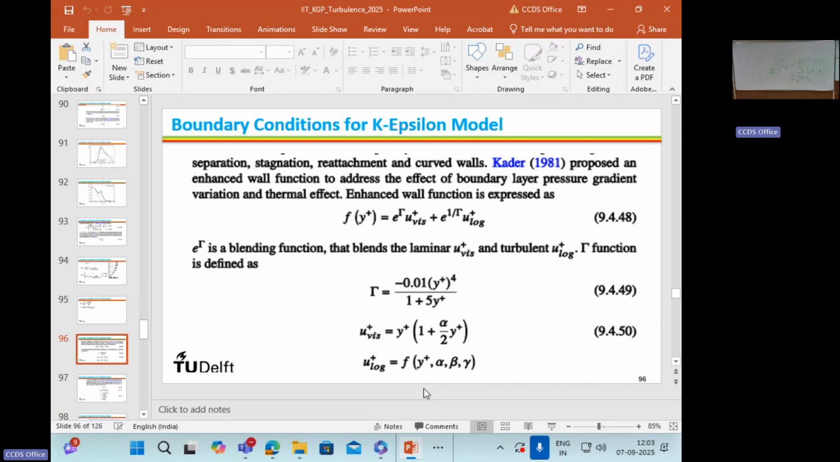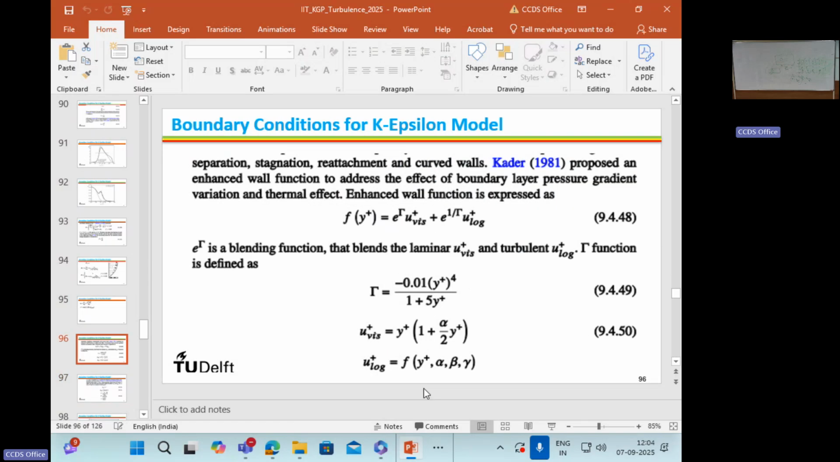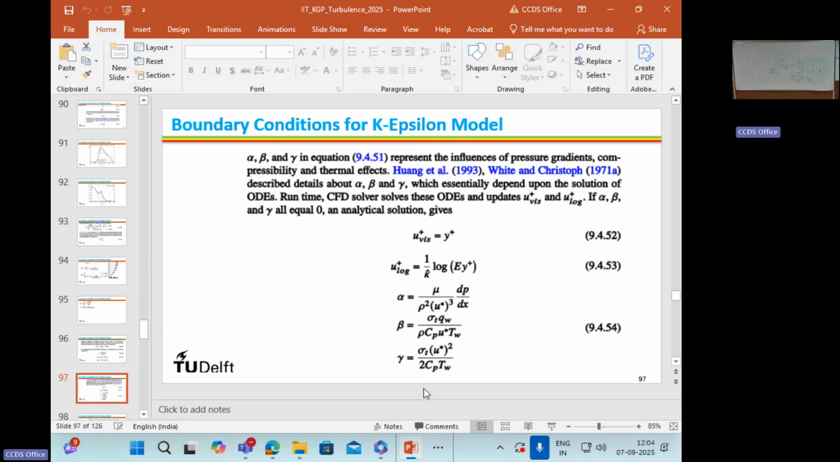This is given by this. This is a function of y plus only, and there are some parameters, alpha. In the log layer, they are functions of y plus, alpha, beta, gamma, right? Where is it used? In a non-equilibrium flow. In the boundary layer flow, normally in the Prandtl boundary layer or Blasius boundary layer, there is not any pressure gradient within the boundary layer. But if you have any pressure gradient within the boundary layer, then this function relationship is different, right? So this function relationship is calculated from the pressure gradient.